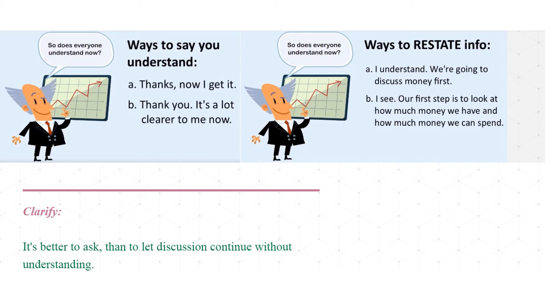Let's look at how we can restate what we have heard. Restating is a great way to confirm that everyone in the discussion understands. You can use these types of expressions. "I understand. We are going to discuss money first." "I see. Our first step is to look at how much money we have and how much money we can spend."